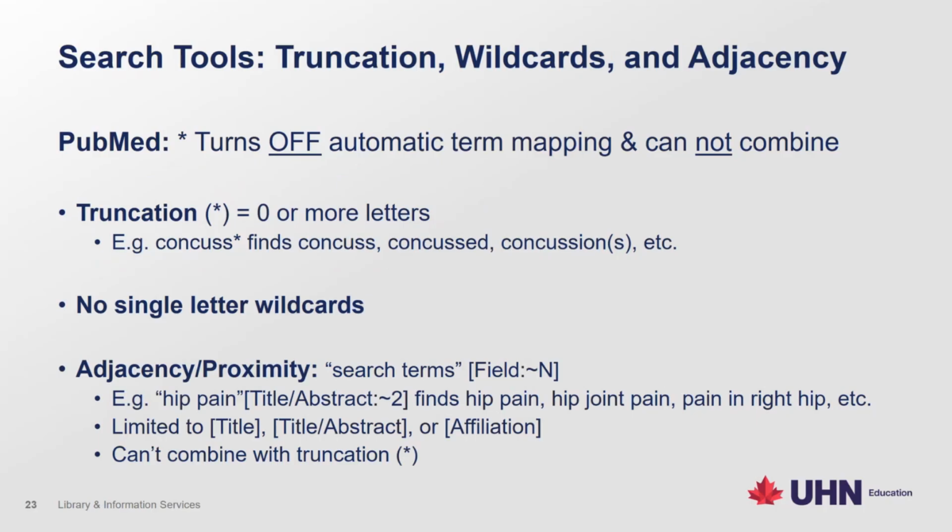In comparison, PubMed has a lot more limitations if you're trying to build a complex or comprehensive search. The most important thing to remember from this slide is that it turns off automatic term mapping. So that means it's no longer going to translate your query, and you're going to have to add MeSH and the word variations yourself. You can use truncation to help with the word variations, but you don't have the single letter wildcards if you want to only add one letter, for example.